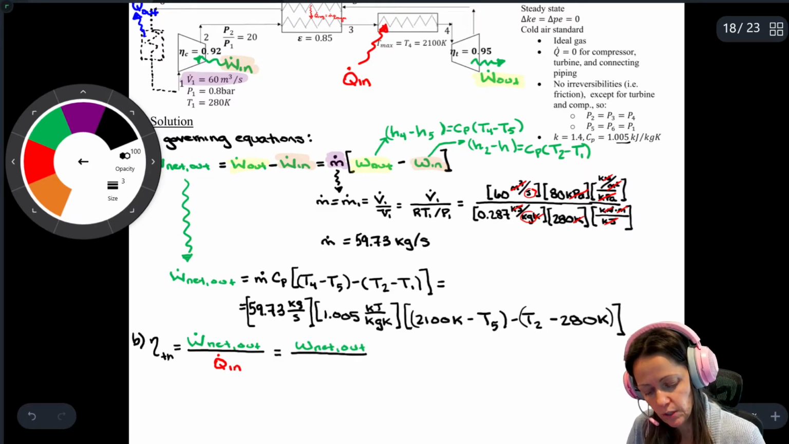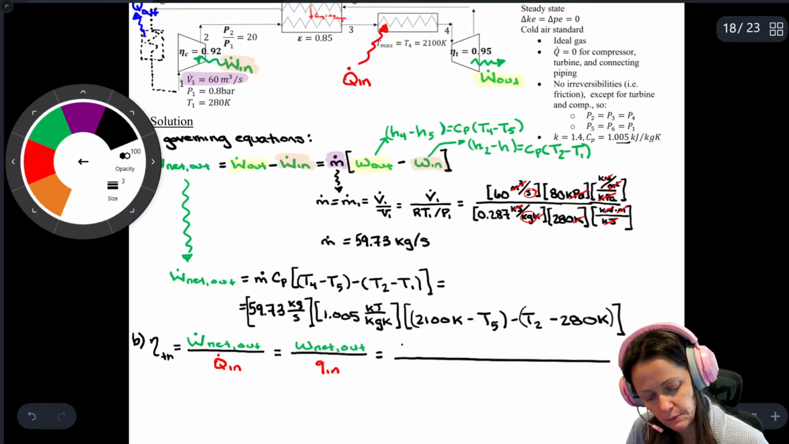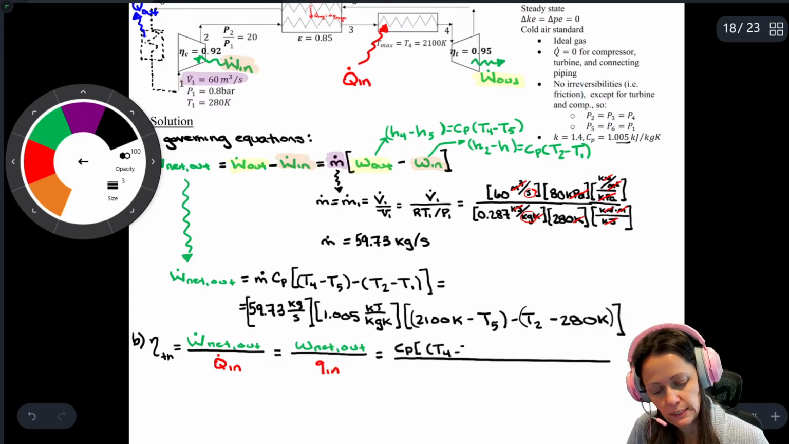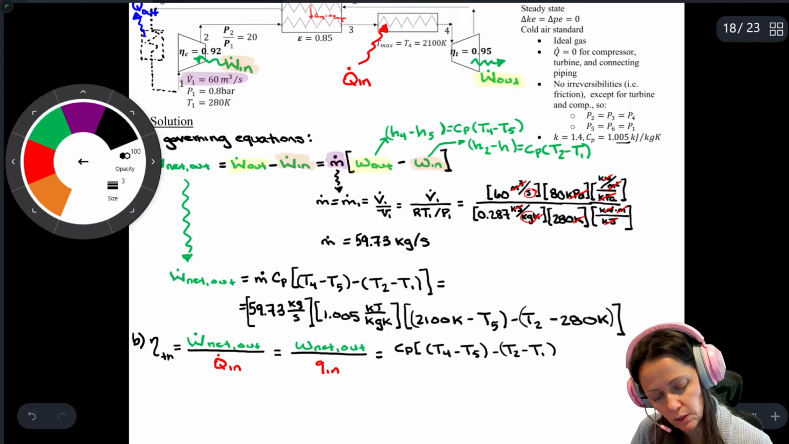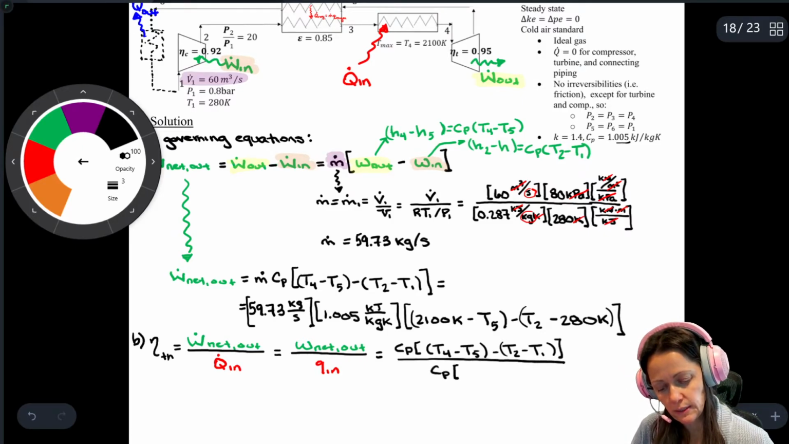over little q in. And so I've got the equation for that top one. In fact, I'm just going to leave it as CP. I'll leave it in terms of the temperatures. So T4 minus T5, T2 minus T1. Perfect. I think I want that smaller. And then I'll have a CP delta T for the q in.